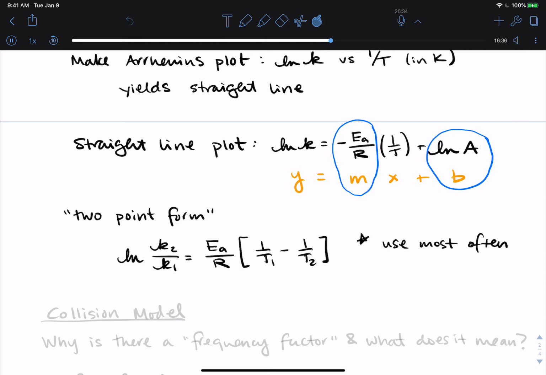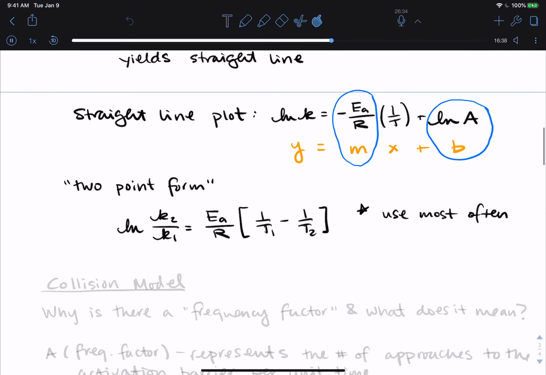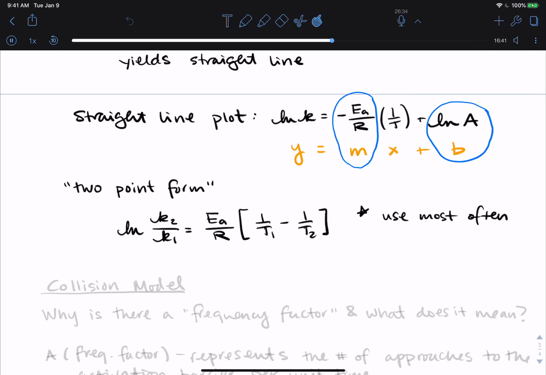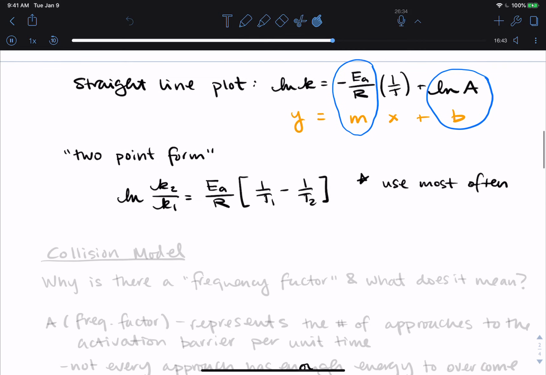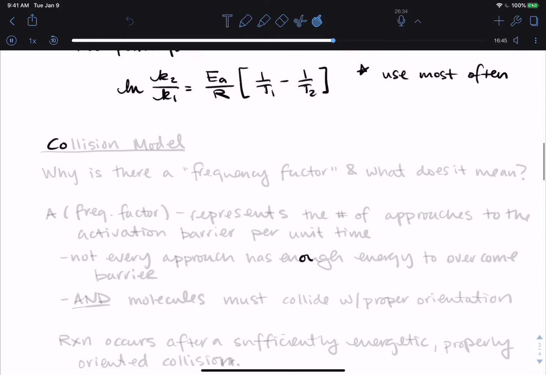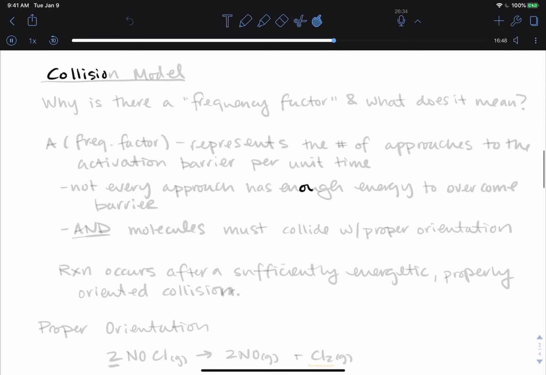So we have talked about using the frequency factor, but we haven't talked about why we have it or what it means. It's all related to this model for how reactions go called the collision model. So our question is really, why is there a frequency factor, and what does it mean?